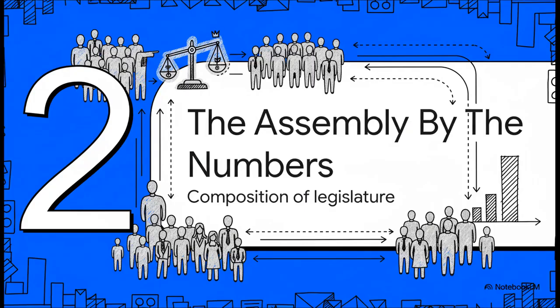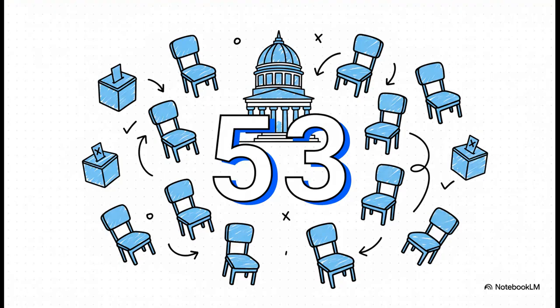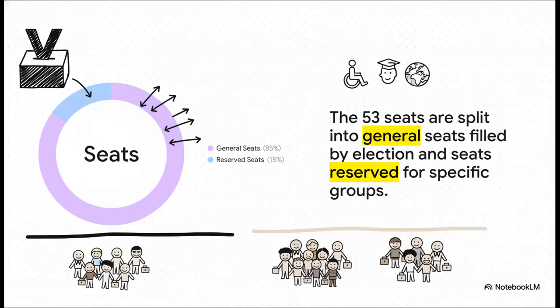So who actually gets to be in that room? To really get a feel for how this place works, you've got to understand the numbers that bring it to life. The magic number here is 53. That's the total number of seats in the assembly, but how those 53 seats get filled, well, that's where things get really interesting. See, those 53 seats are not all created equal. They're split into two very different buckets. You've got 45 general seats that are filled through direct elections, but then you have these other 8 seats that are reserved, specifically to make sure certain voices don't get drowned out.